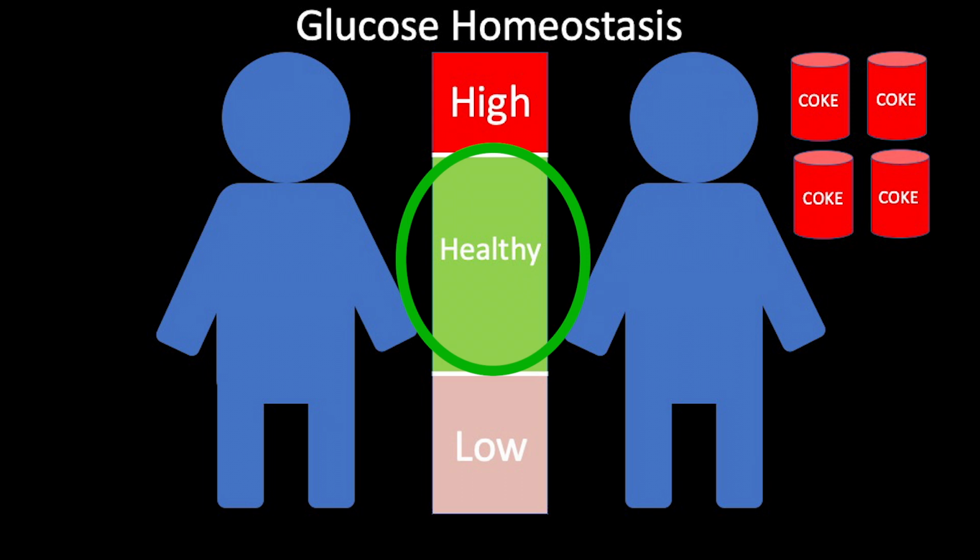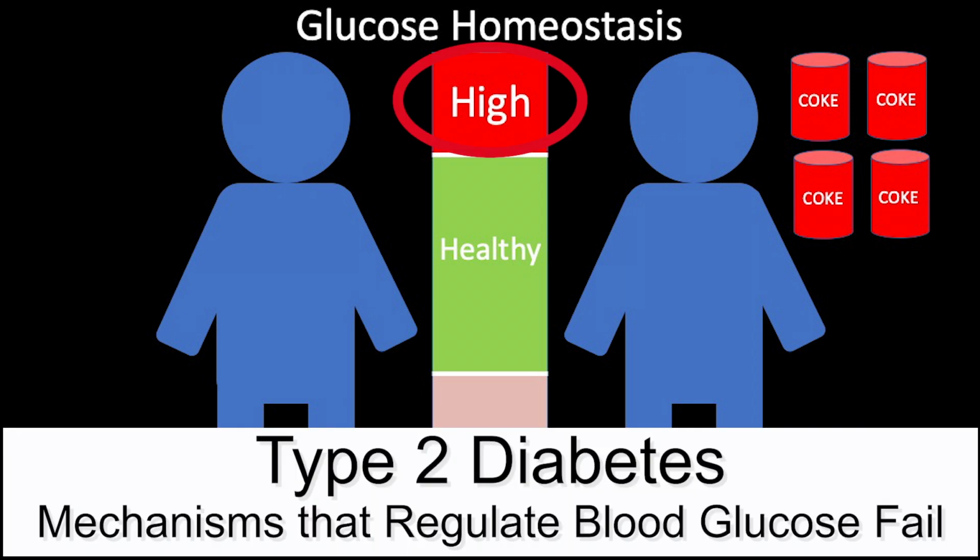Homeostasis is an important theme in biology, and we're going to look more closely at it in the next lesson. Type 2 diabetes results when the mechanisms that regulate blood glucose levels begin to fail.